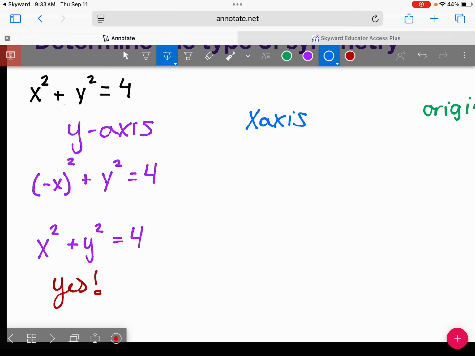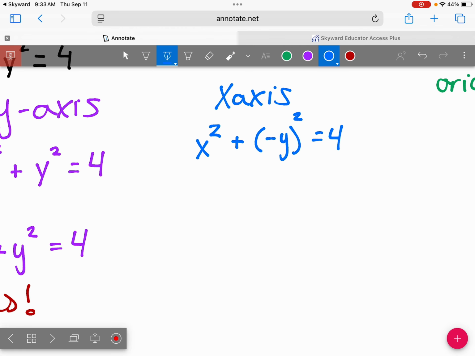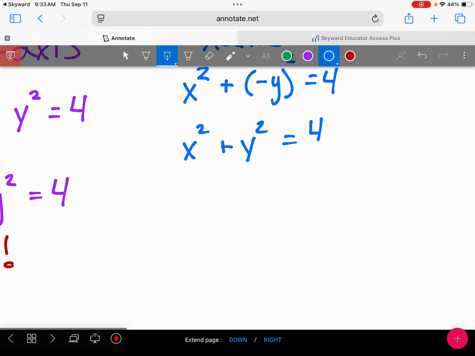We'll do the same thing for our x-axis symmetry where we switch out our y. We're going to have our x squared plus the opposite of y squared equals 4. What happens on this one? The same thing. We get our x squared plus y squared equals 4. Because again, minus y times minus y is going to give us a positive y squared. So this one also has x-axis symmetry.